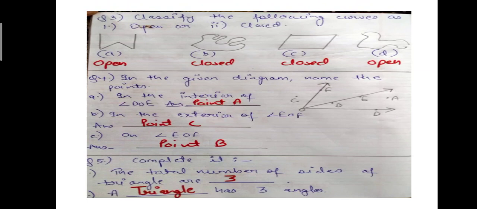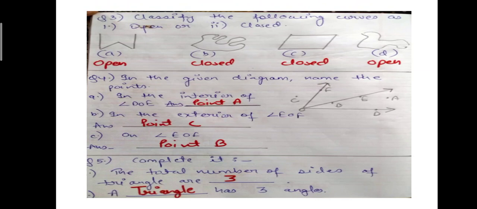In part 4, again you have to answer the question based on the figure. In part A, in the interior of angle DOE, you have to name a point which is lying in the interior of angle DOE. Point A is clearly lying inside the region of angle DOE. In part B, the exterior of EOF. In the interior region of EOF you will not see any point, but you will see point C lying outside the region of angle EOF.